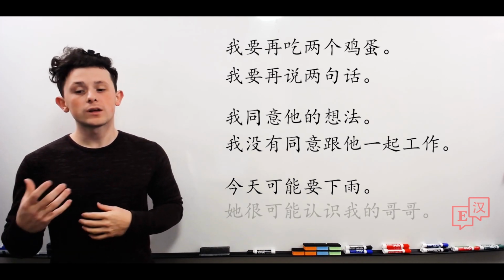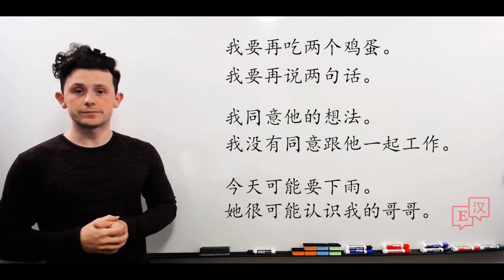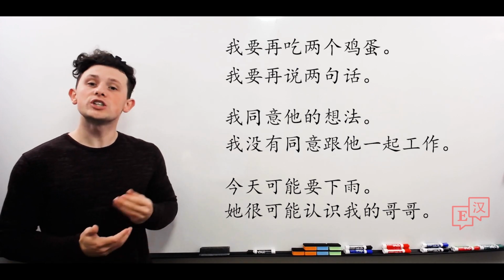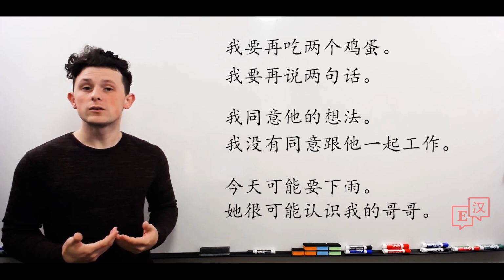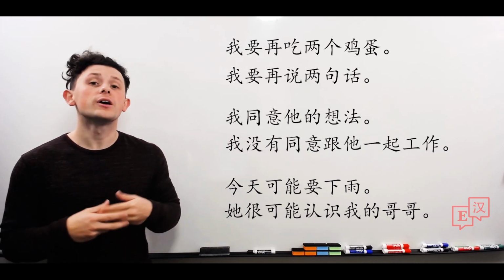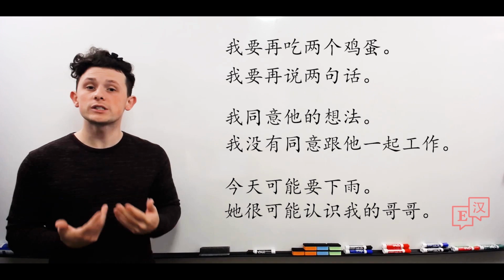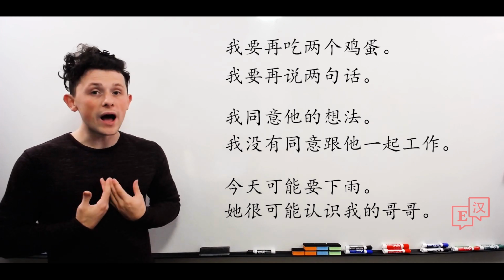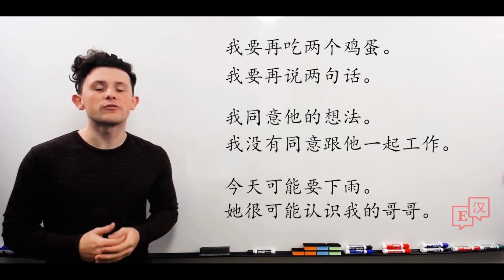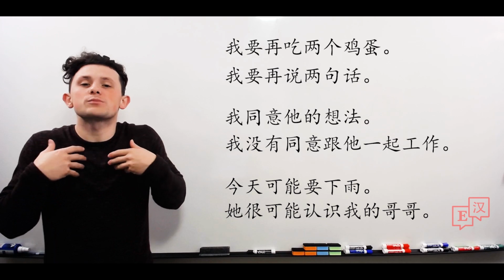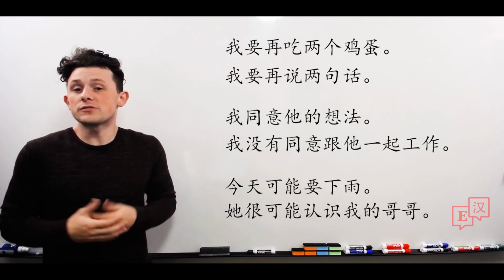For instance, 他很可能认识我的哥哥。She very likely or has a high probability of knowing my brother. 他很可能认识我的哥哥。So just like with things like 喜欢 or 想, we can add 很 or 非常 or other qualifiers to the beginning of 可能 to express the degree of likelihood or the degree of possibility. In this case, fairly likely. She is fairly likely to know my brother.